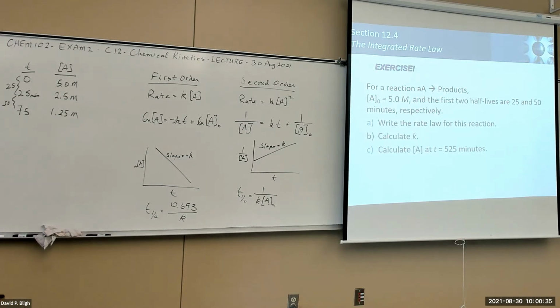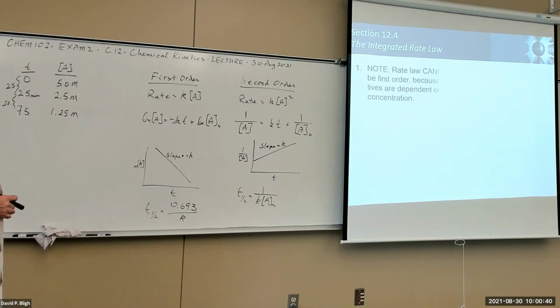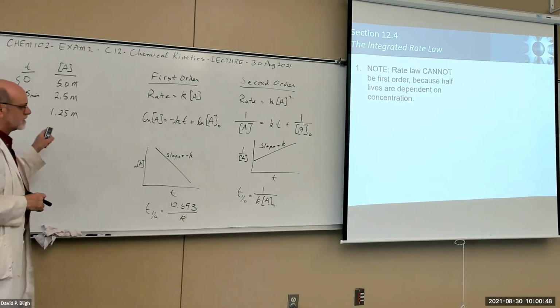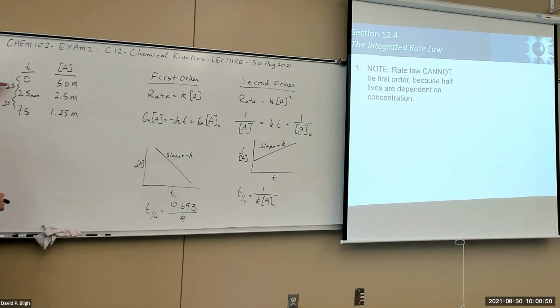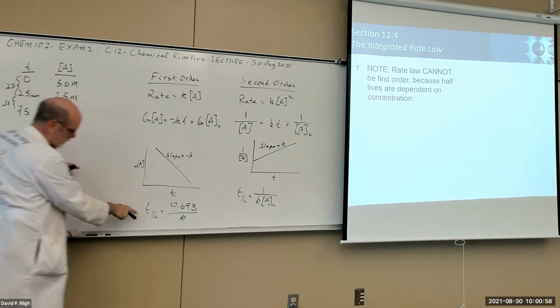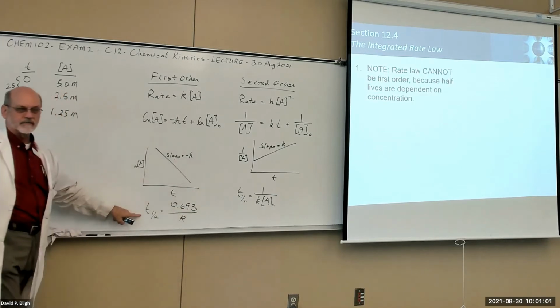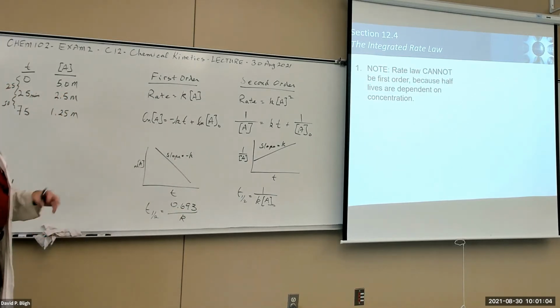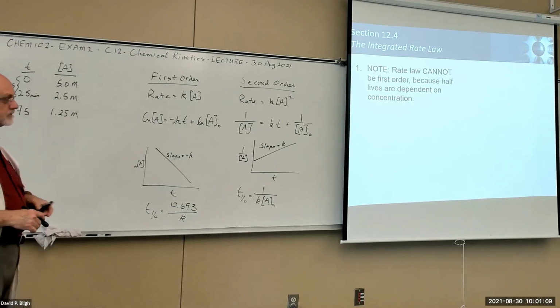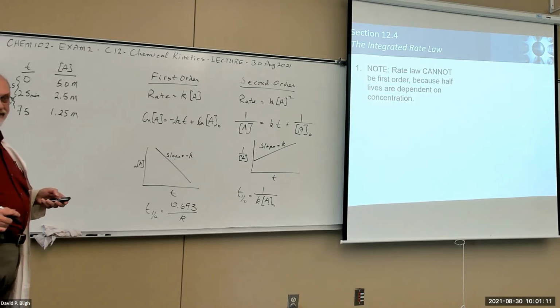Now, that's all the information that we're given. So let's solve this problem. Notice that this cannot be first order, because this half-life is different than this half-life, 25, 50. Those are two different half-lives. And first order does not depend on concentration. So that eliminates a third of the problem right there. So it's a choice between 0 and second order. Does everybody get that?